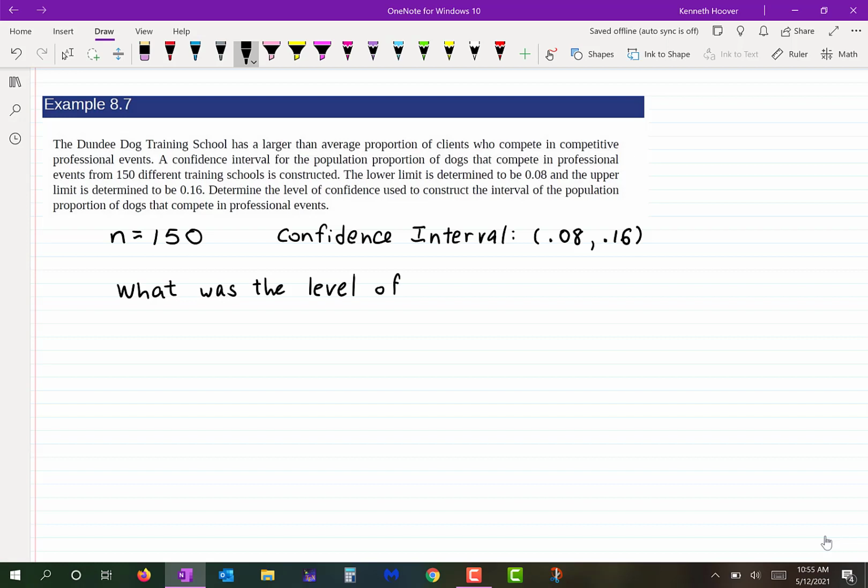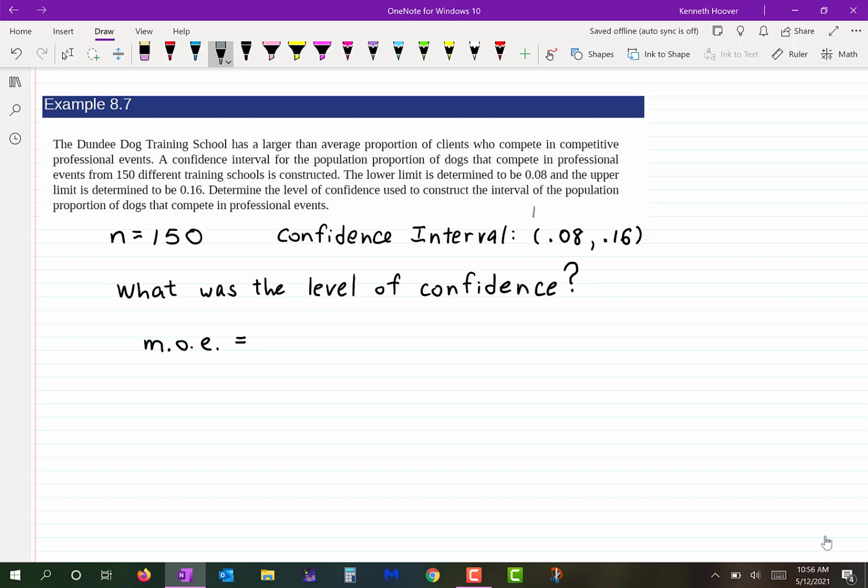Can we really figure that out with such a little amount of information? If they give me a confidence interval and they tell me what the sample size was, can I really find the level of confidence just from that? Well, I think we can. Okay, let me walk you through it. First, let's write down what the margin of error is for that confidence interval.